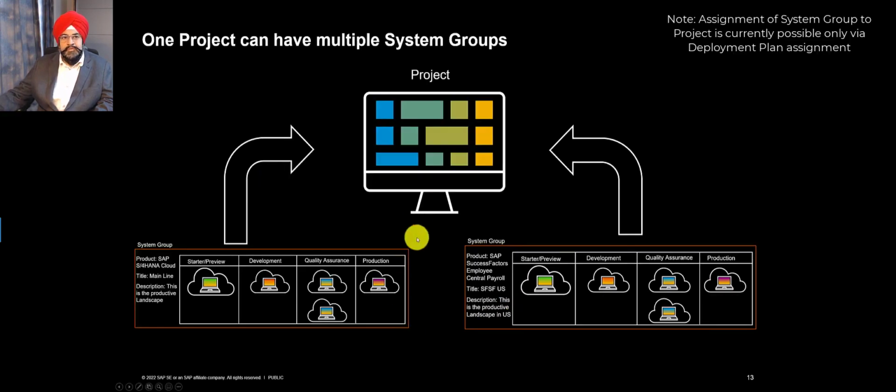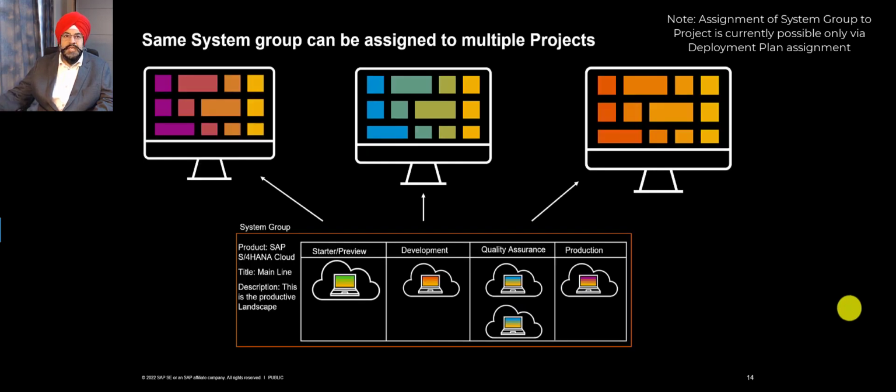From a relationship perspective, one project can have multiple system groups. As I mentioned, if the deployment plan has multiple system groups and you assign that deployment plan to a project, then you'll obviously have more than one system group for the project. But the same system group can be assigned to multiple projects, which is very true because the landscape can be shared between, let's say, a main line and a project line, or you can have complex scenarios. In a multi-country rollout, you can have maybe one project per rollout but sharing the same landscape. So you can put the system group in one deployment plan and assign the same deployment plan to multiple projects.